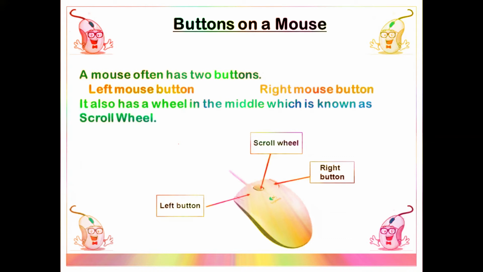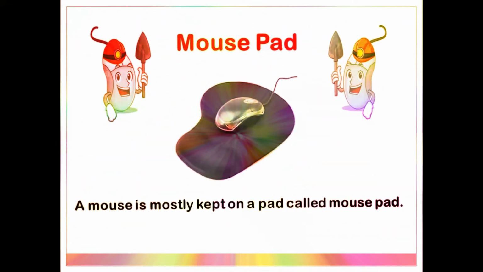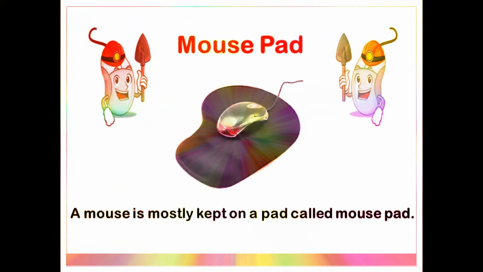Now, buttons on the mouse. If I talk about the old versions of the mouse, there used to be three buttons: left, right, and center. But now the center button has been replaced by the scroll wheel. Next is the mouse pad. We often keep the mouse on the mouse pad.